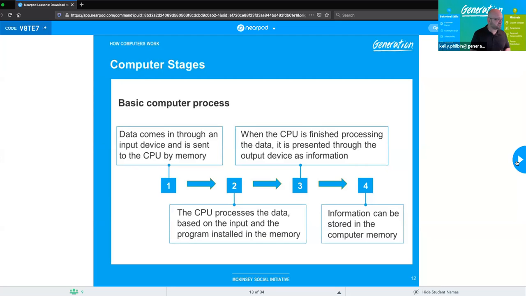When the CPU is finished processing data, it is then given back through an output device. So your camera is taking it in, it's going through the CPU, the CPU is processing it, and then it comes up on the screen and you see yourself on the screen. It's taking it in as an image, breaking it down into tiny bits, ones or zeros, and processing that through the CPU so you can see the output. And it's doing this in microseconds. And then we can also utilize that information so that it can be stored on a computer.